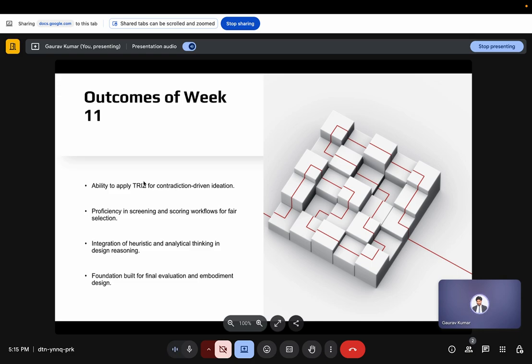So students learn to construct an audit trail of decisions, ensuring that every selection step can be revised and improved with evidence. This level of documentation strengthens credibility in both academic and industrial environments. So ultimately, week 11 lays the foundation for final evaluation and the embodiment design process, where the most promising ideas transition into detailed manufacturable form while retaining the spirit of innovation.